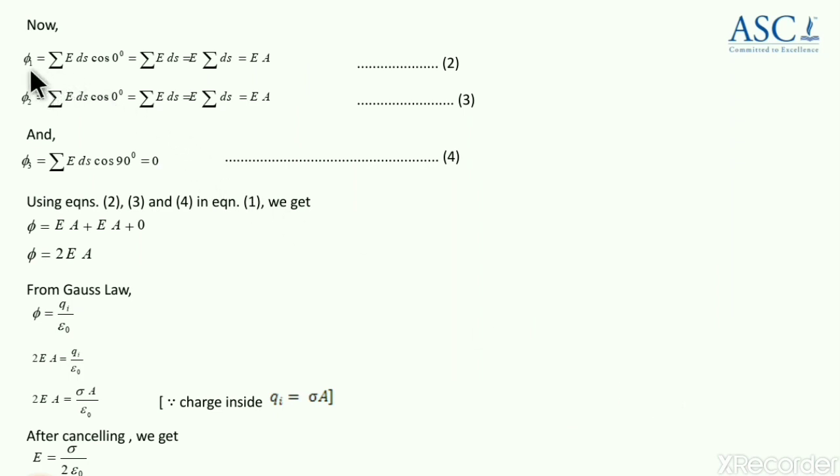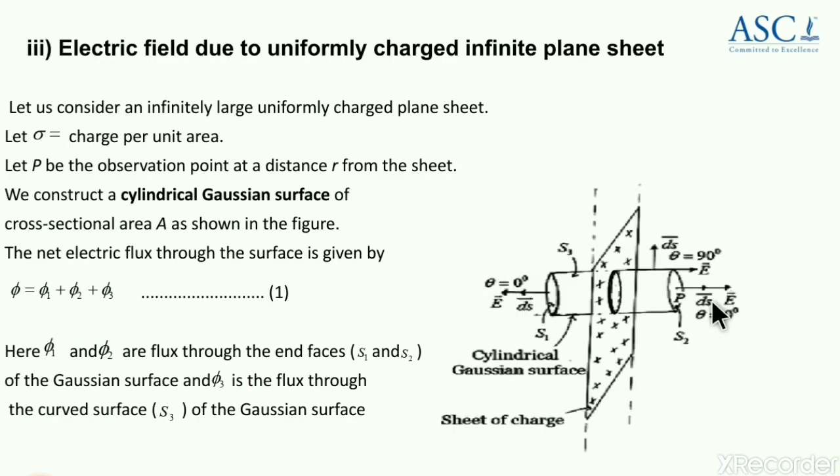Next, we have to find expressions for phi 1 and phi 2. From the definition of flux, it is the summation of E ds cos theta. Here theta is 0 for phi 1, and for phi 2 also theta is 0. Now let us understand that with the help of this diagram.